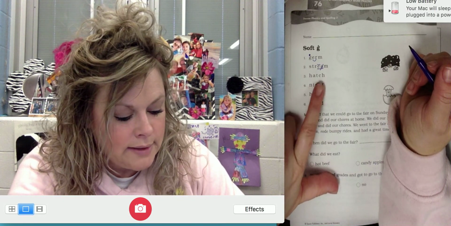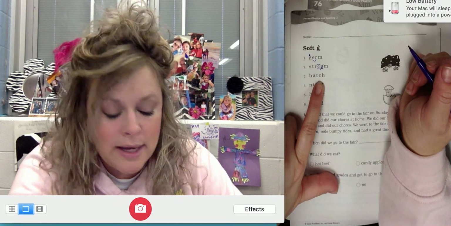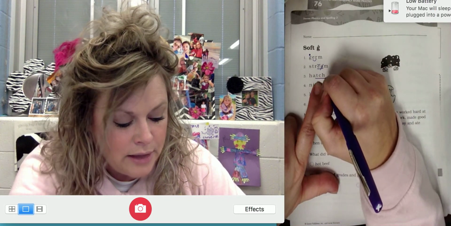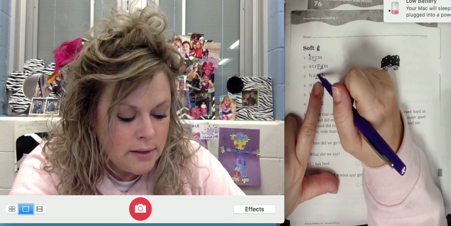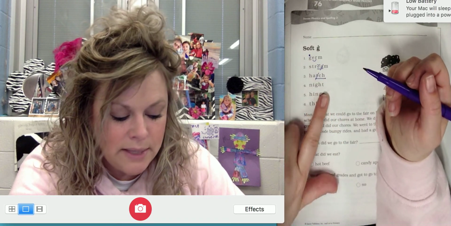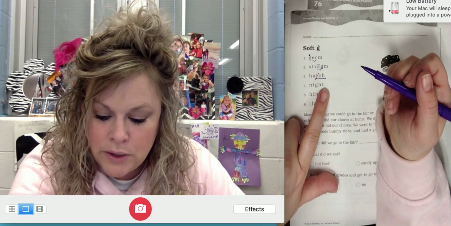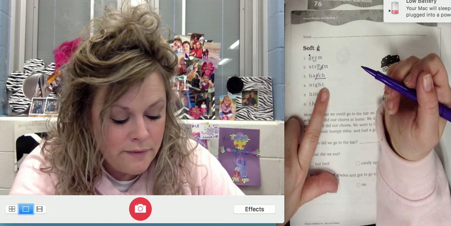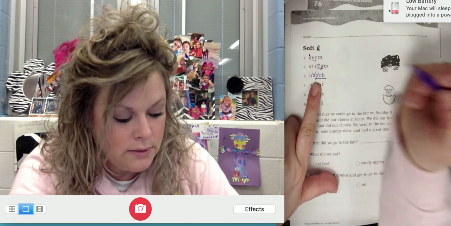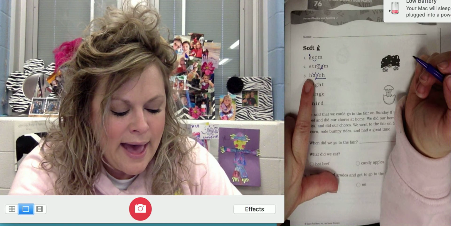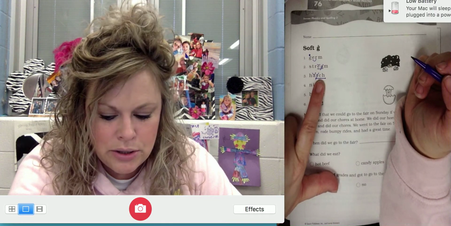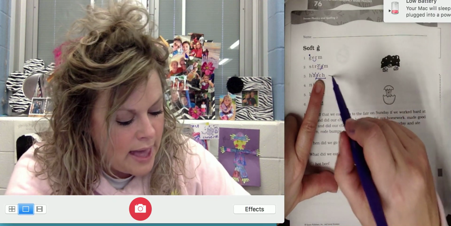Number 3, let's take a look. I see something already. I see trigraph, TCH. We don't hear the T, we only hear the Ch, so I'm crossing out my T. And when I see TCH after a vowel, I know my vowel is short. Okay, and this word is hatch, hatch. You'll see the little chick will hatch.